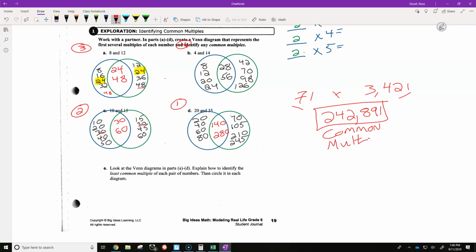What we do with larger, more complicated numbers. Now, Everett asked a great question. Is this the least common multiple? It might be, but I don't know yet. If I use method 2, I would know for sure. And so we could look at that here in a little bit. Maybe we'll come back to this one.